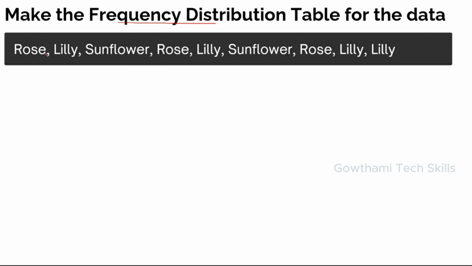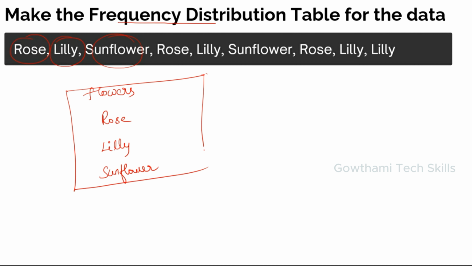So what are the flowers you have in the data set? Rose, lily, and sunflower. These three flowers are repeated in your data set. Correct? So what I will do here is write flowers: rose, lily, then sunflower. Now what you need to do is find out the count. Count is nothing but the frequency. How many times does a rose exist in the data set? 3 times. How many times does a lily exist? 4 times. How many times does a sunflower exist? 2 times.